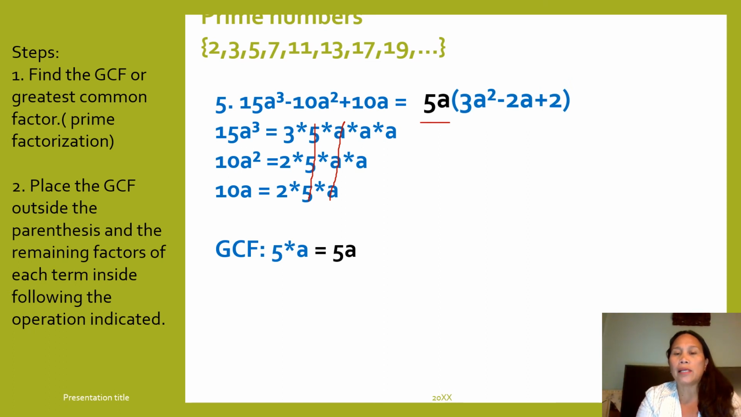We're going to write it here times the quantity. So for the first term, we have 3, then we have a and a. That's why we have 3a squared. For the second term, we have 2 and we have a, so that is 2a. And for the last term, we have 2, so that's why plus 2.